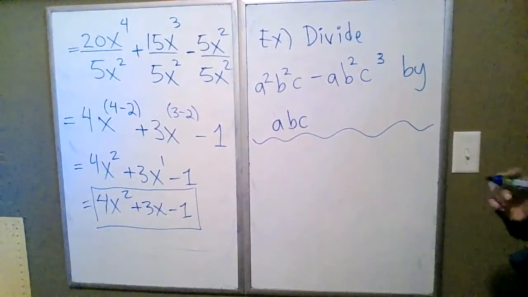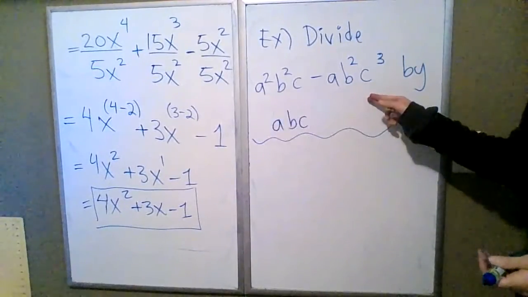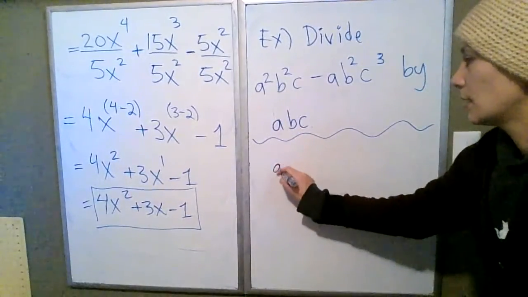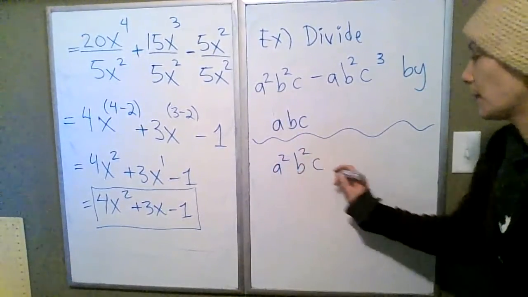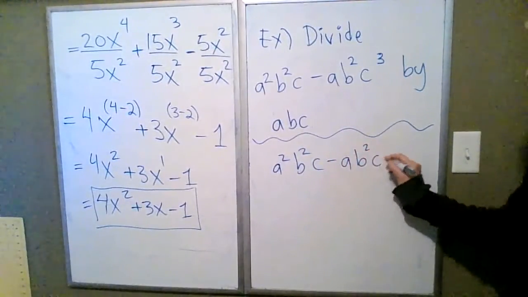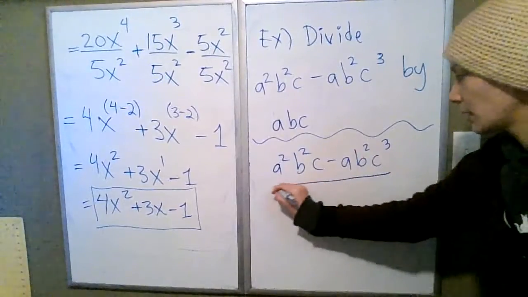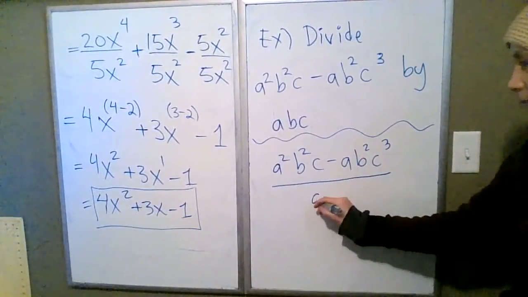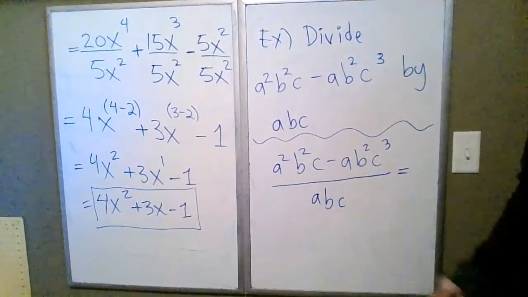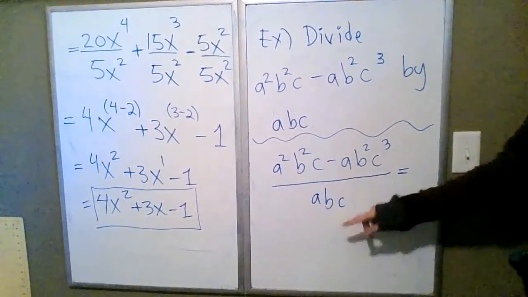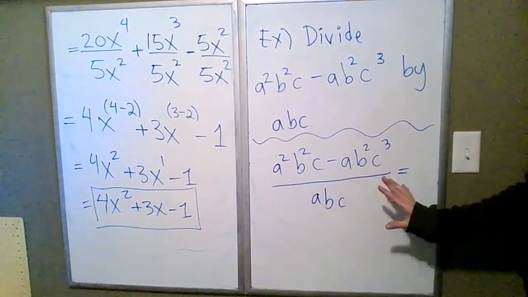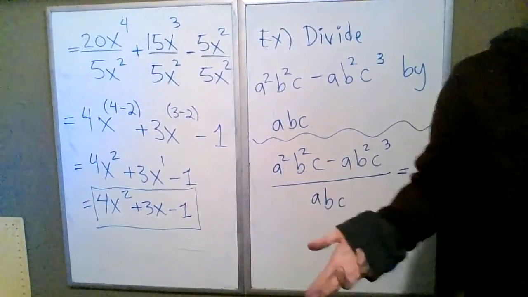Okay, first we're just going to write down that we're taking this expression and dividing it by that one. So put a squared b squared c minus a b squared c cubed over ABC. So we'll take the first term, divide by ABC, take the second term, divide by ABC. So we break this into 2 terms and simplify each one.